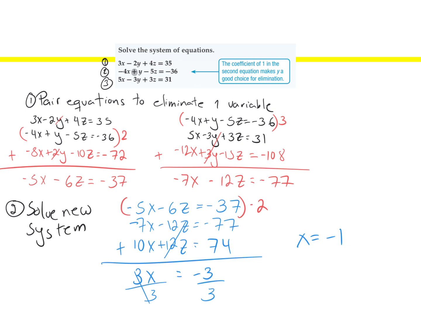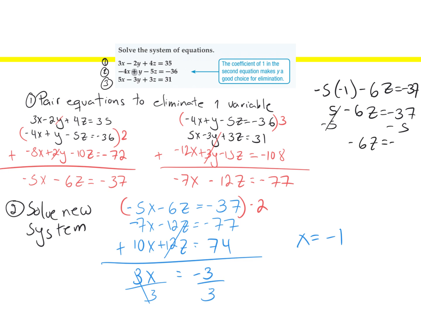Now, how do I find my y and my z? I am going to choose any of the second set of equations that are in red. So I'm going to go ahead and do negative 5 times negative 1 minus 6z equals negative 37. So I will get 5 minus 6z equals negative 37. I'll subtract the 5 on both sides. So I will get negative 37 plus negative 5, both being negative, is negative 42.